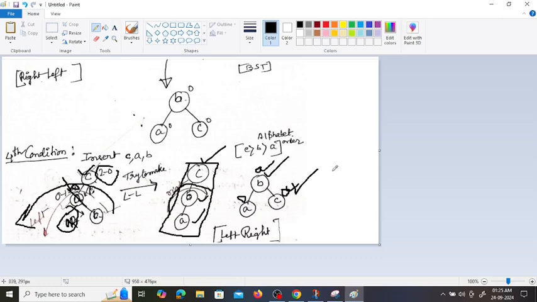So there are four conditions that I showed you for inserting an element in an AVL tree. Okay, thank you very much.